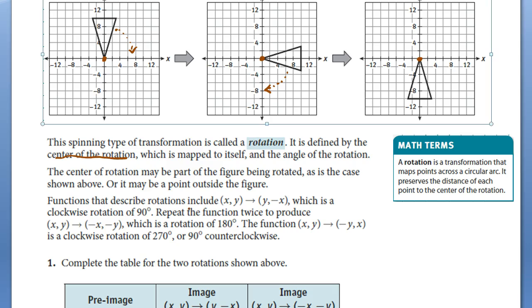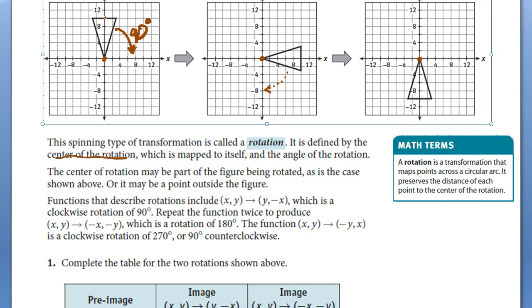Functions that describe rotations include these examples. x, y goes to y, negative x. Notice how these coordinates are being manipulated. Whatever this first number is, whatever this second number is, they end up in different positions, and even the sign changes on this coordinate. And this corresponds to a clockwise rotation of 90 degrees. That's this first movement in the drawing above. When the triangle originally was here and a little bit later is here, this is a clockwise rotation of 90 degrees. Look what happened to the x and y coordinates of points.